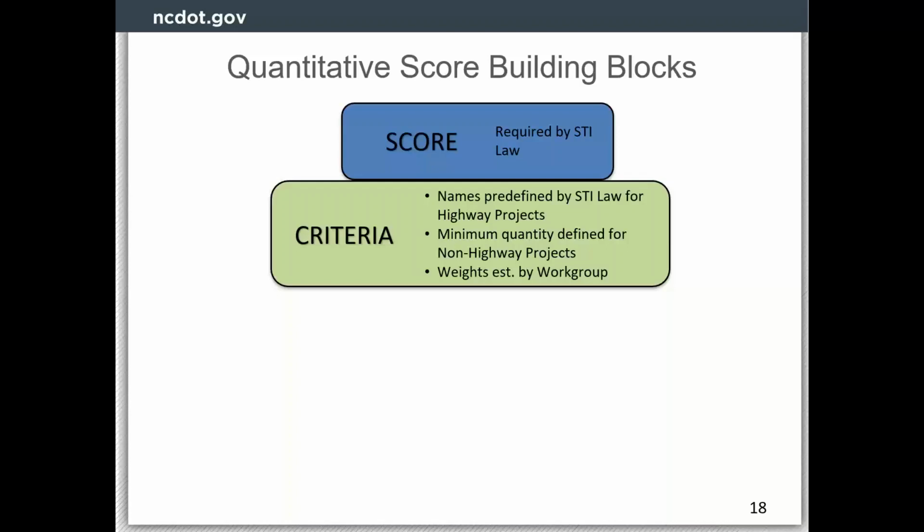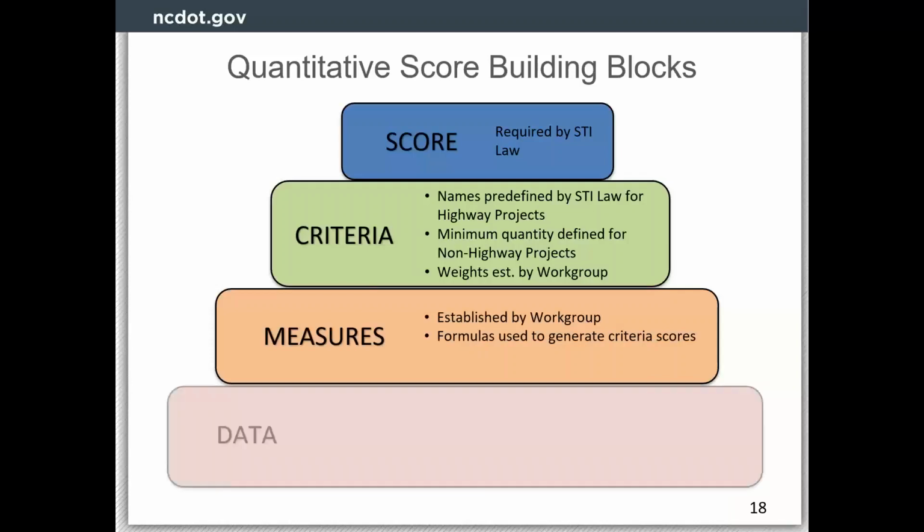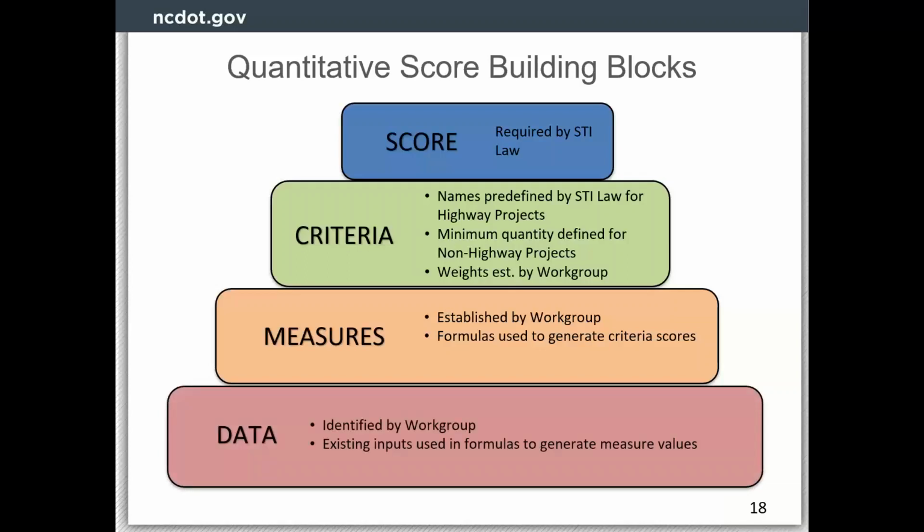So for non-highway projects, the law just says that we have to have 4 criteria, and it doesn't give any more guidance than that. So the work group takes their time and develops measures, which are basically the formulas to generate criteria scores. And then we also search out data that are used to develop the measures. So the data builds the measures, the measures build the criteria, and the criteria build the score.